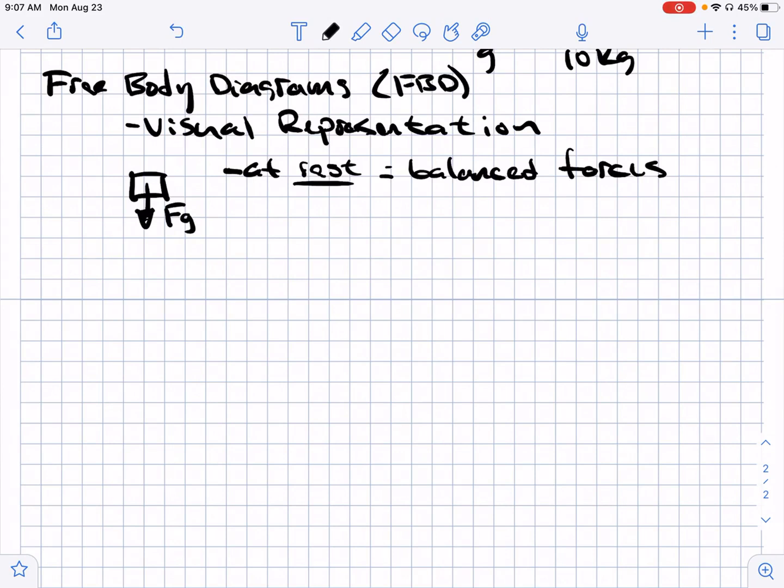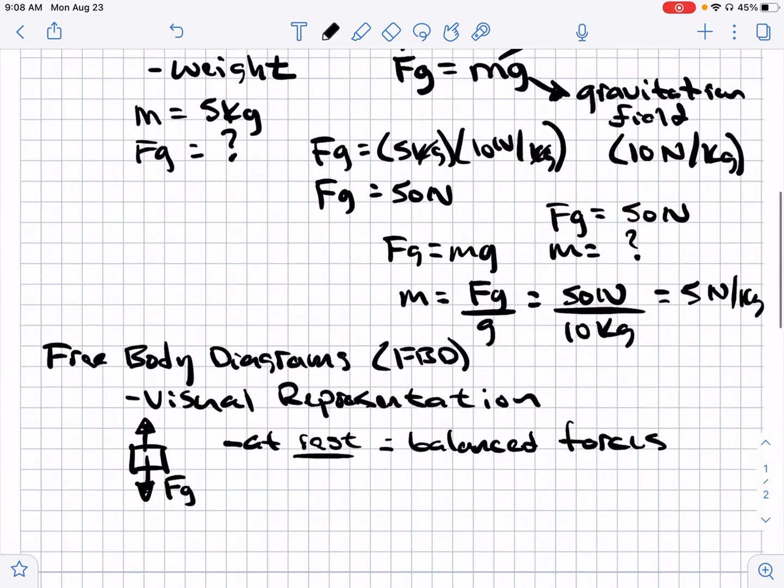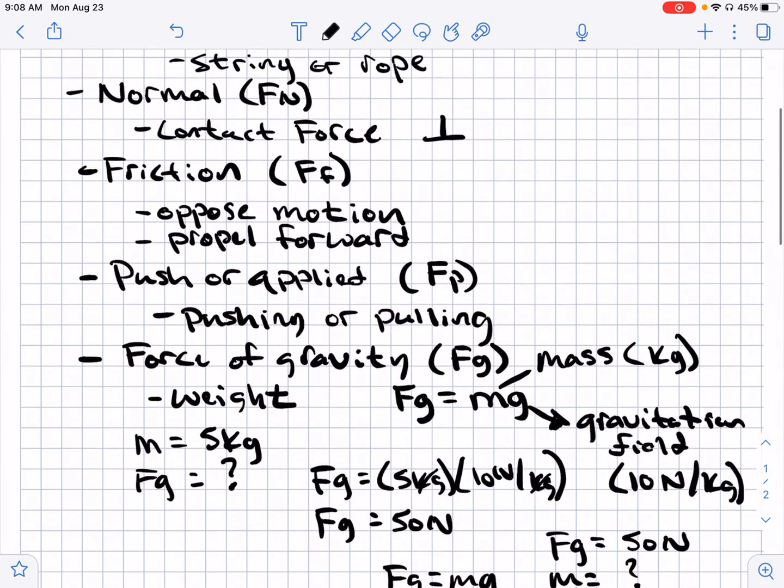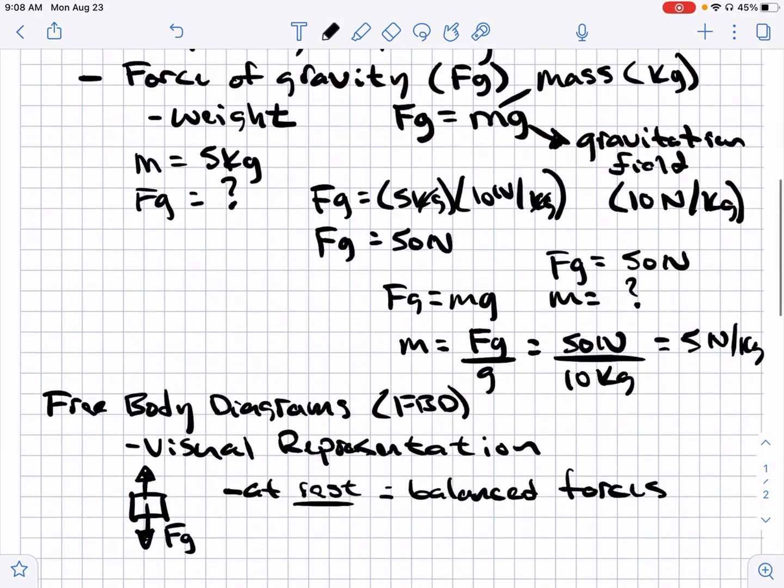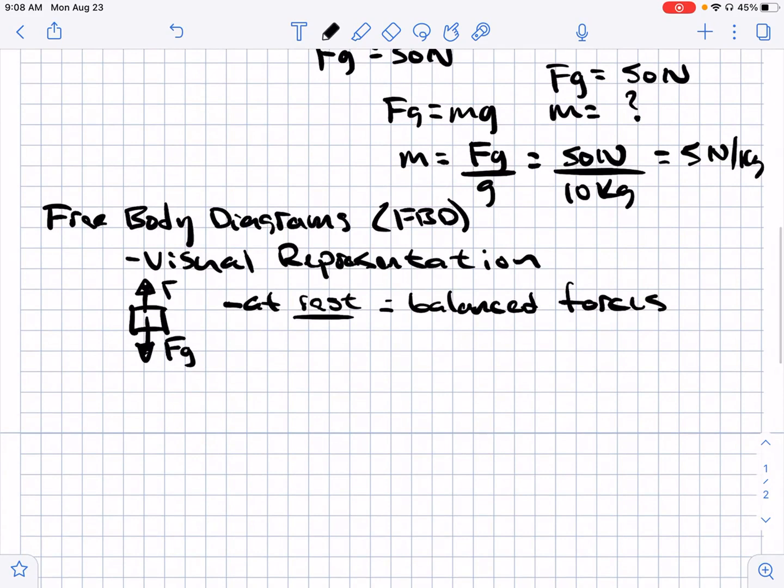Now we said it's supposed to be balanced, and looking at that picture, you should recognize that is not balanced. Well, there's another force that is balancing out this gravitational force. In order to balance it, that means it has to go straight up. And the water bottle is on a surface, right? If you remember from those forces that we talked about, that contact force on a surface was the normal force. So we have the normal force, F subscript N. And now we're all done with our free body diagram.